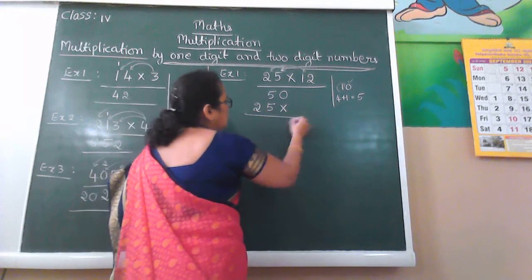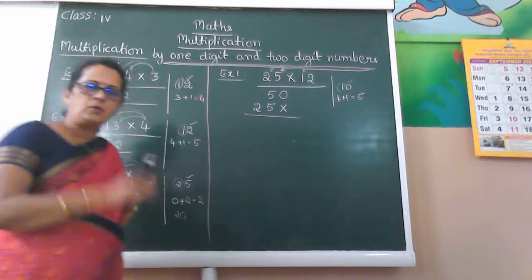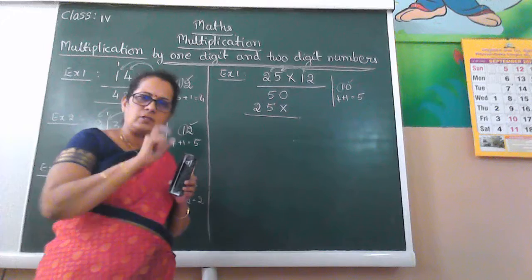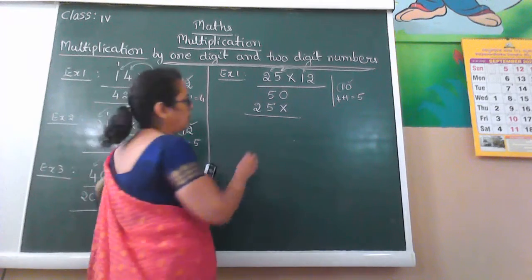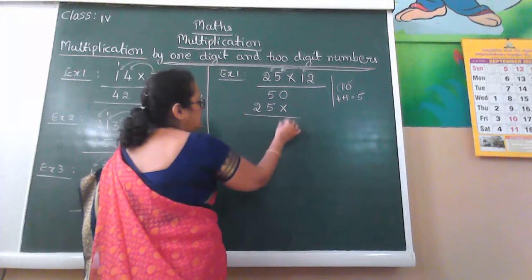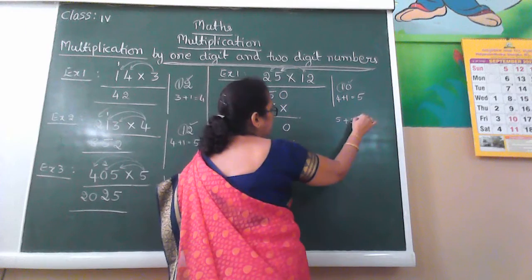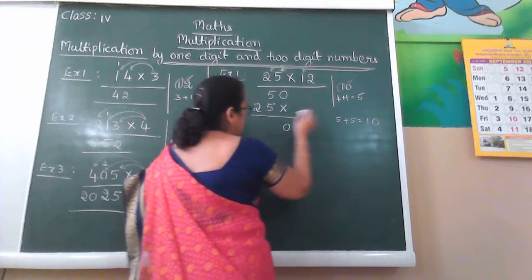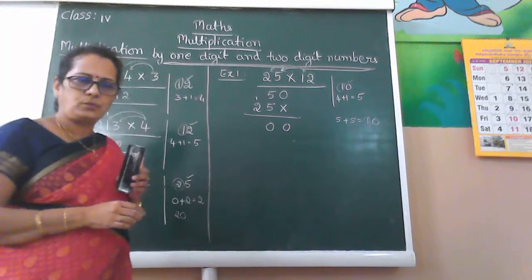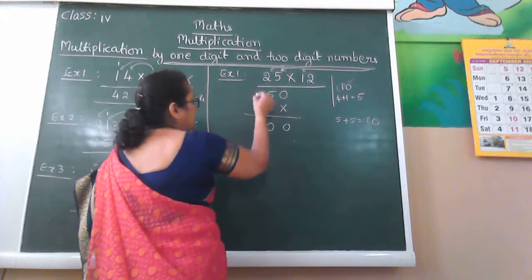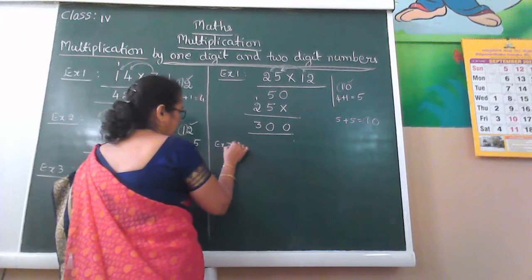Write here. Always, when writing, children, give space for each digit. If you give a clear space beside each digit, it will be easy for you to add according to place value. Now add it. 0. 5 plus 5 is 10. So write 0 here and carry 1 above 2. 2 plus 1 is 3. That is 300.